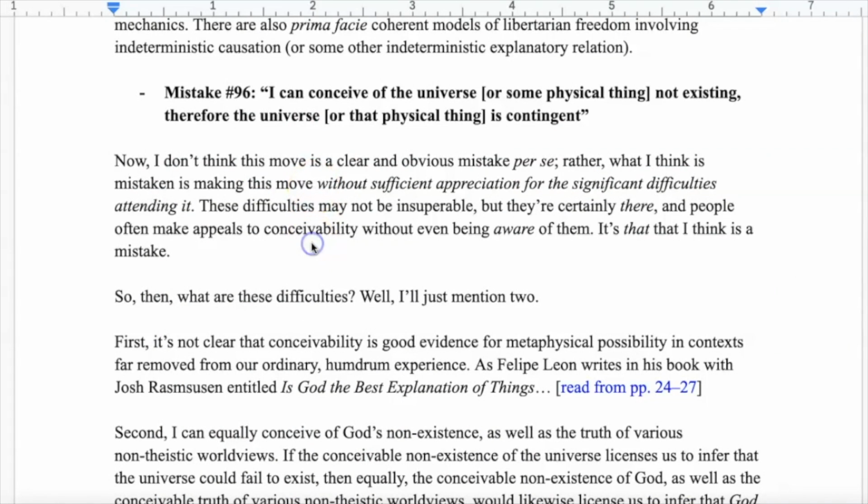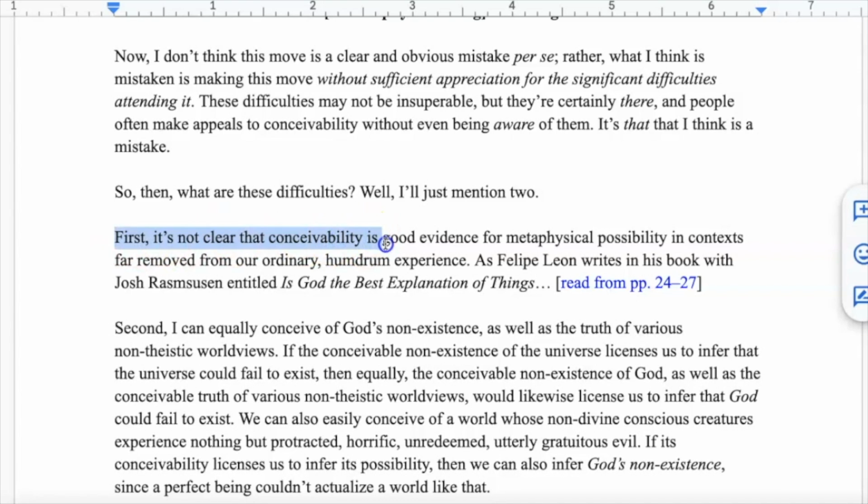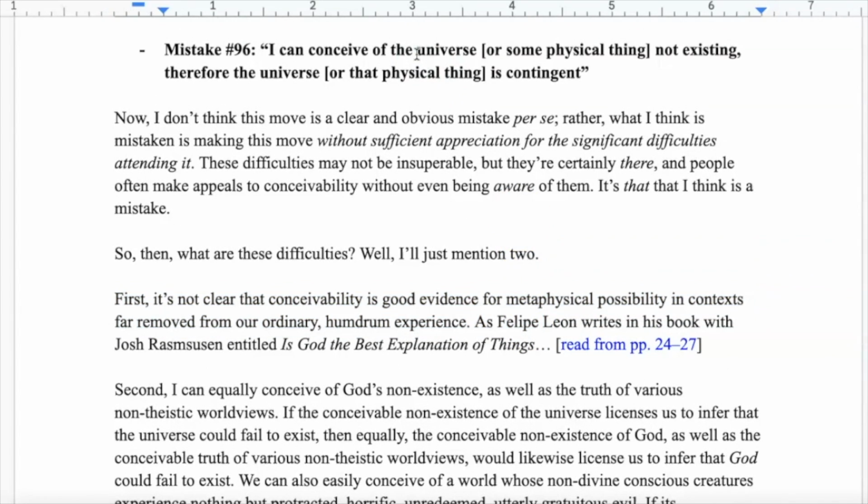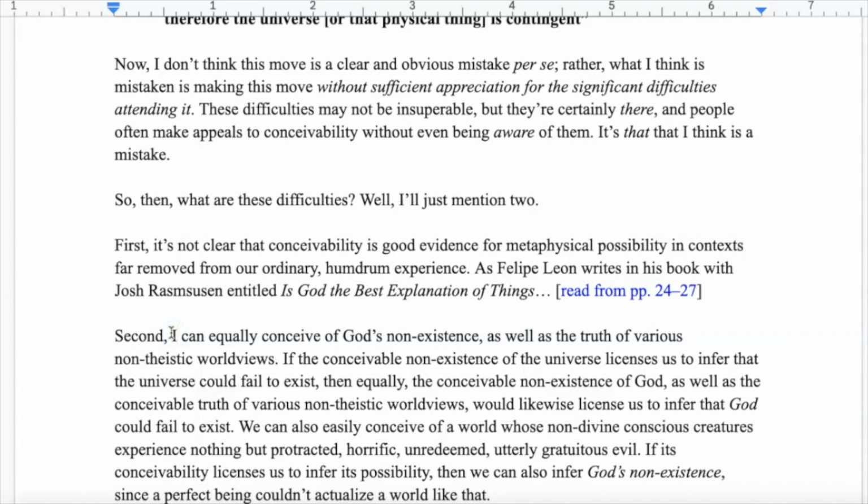My sole purpose in bringing all this up is to highlight that there are at least reasonable difficulties that attend this move up here. This confident move from being able to conceive of the universe or some physical thing not existing to thinking that therefore it's possibly non-existent and hence that it's contingent. And so I was just going through some reasons that philosophers have offered for thinking that it's actually not very clear that conceivability is good evidence for metaphysical possibility, at least in contexts that are far removed from our ordinary humdrum experience, such as the whole universe not existing, or some very abstractly characterized physical thing remote from our ordinary experience not existing.